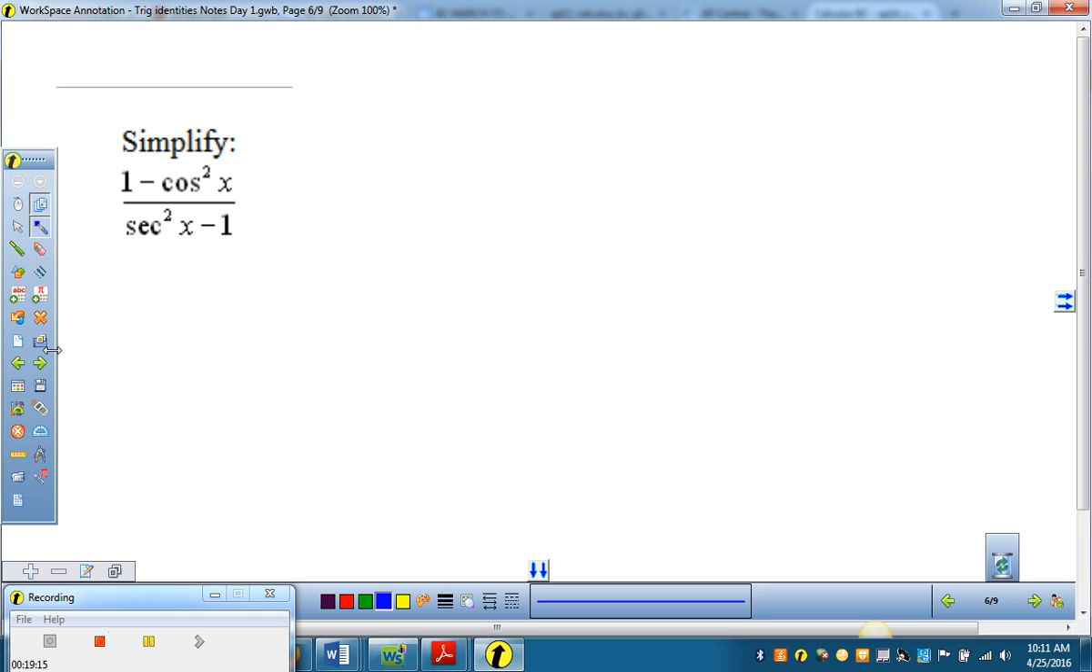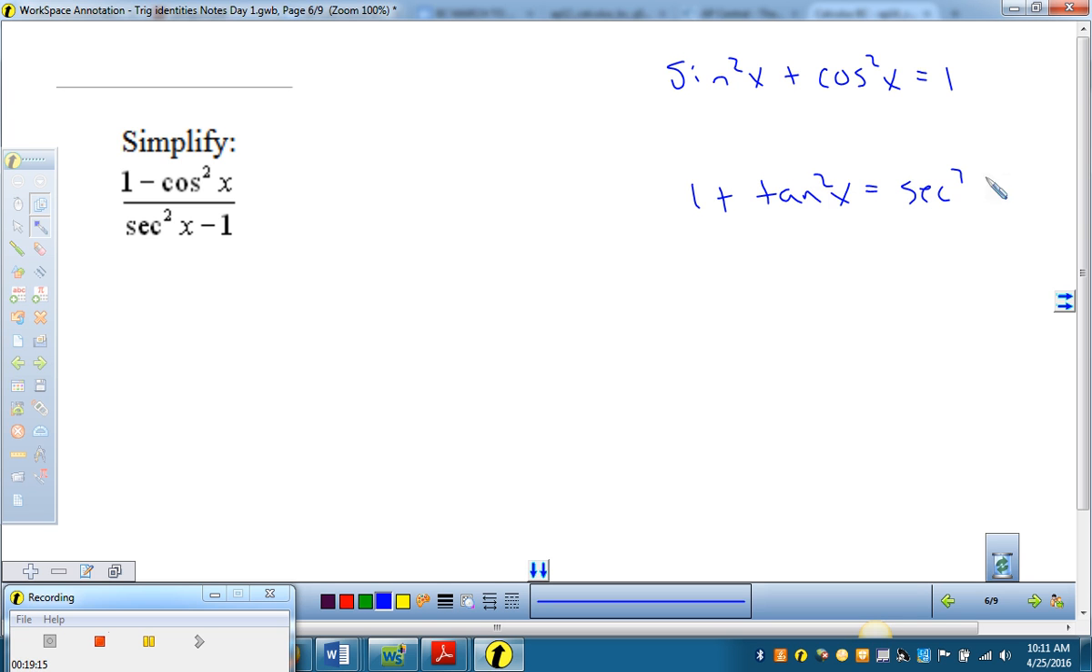All right, so now we'll get better at seeing what we can do on the top. We're simplifying 1 minus cosine squared x over secant squared x minus 1. So when I see those, I know that I am going to be using sine squared plus cosine squared x equals 1, and 1 plus tan squared x equals secant squared x. Those are the two factoring identities that I can use and rearrange to do my substitution.